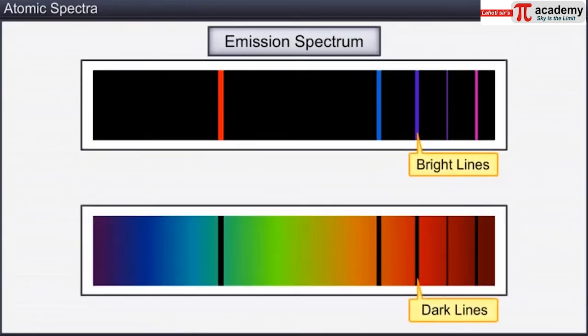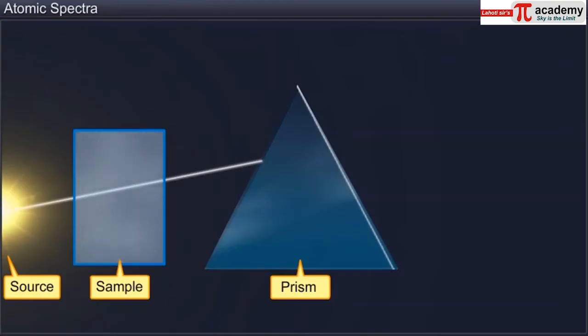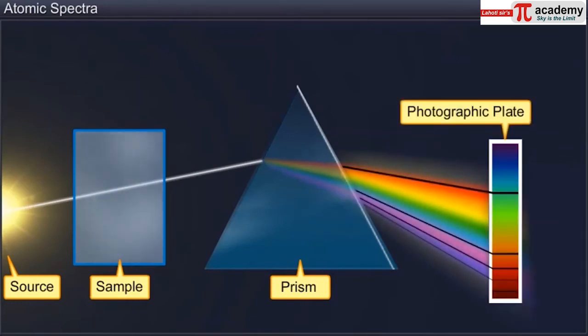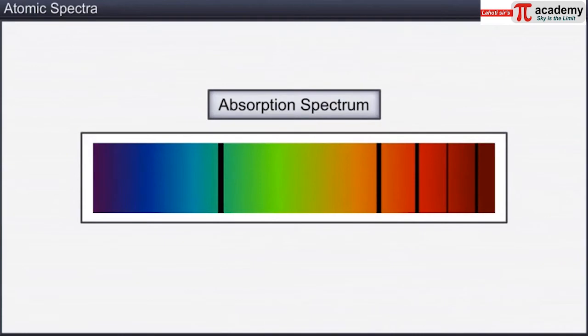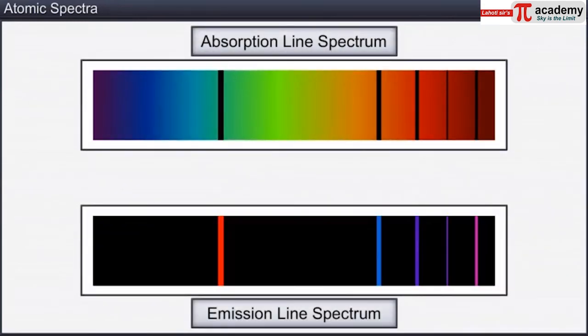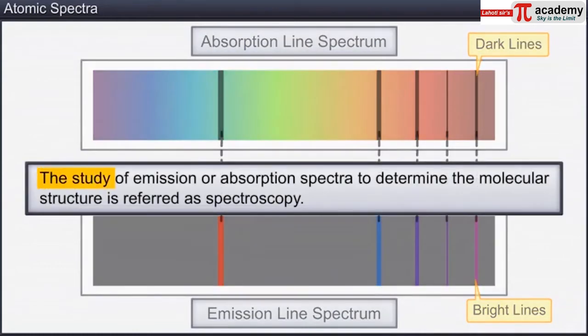A photographic negative of emission spectrum is the absorption spectrum. An absorption spectrum is recorded by passing a continuum of radiation through a sample which absorbs radiation of certain wavelengths. The missing wavelengths that correspond to the radiation absorbed by the matter leave dark spaces in the bright continuous spectrum. Unlike emission spectrum, absorption spectrum consists of a series of dark lines in the bright continuous spectrum. The study of emission or absorption spectra to determine the molecular structure is referred as spectroscopy.